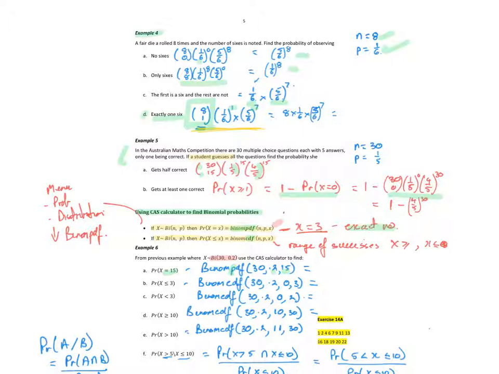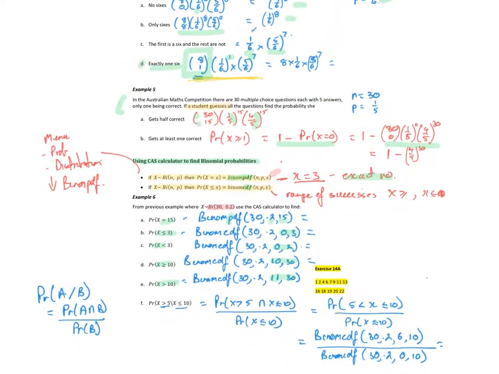As opposed to the rest of them, which are all inequalities. So we're going to use a CDF feature, and less than or equal to 3, I have 0 to 3 successes. Strictly less than 3, well, that means the most successes I can have is 2. Greater than or equal to 10, I've got 10 to 30 successes. As opposed to strictly greater than 10, the minimum I can have is 11 to 30 successes.